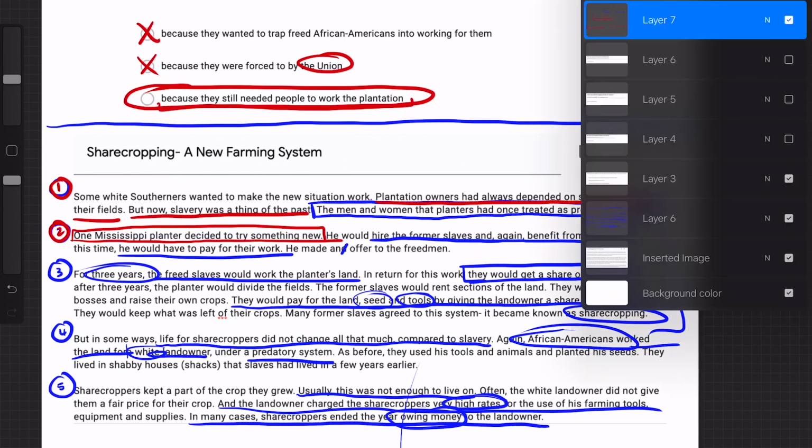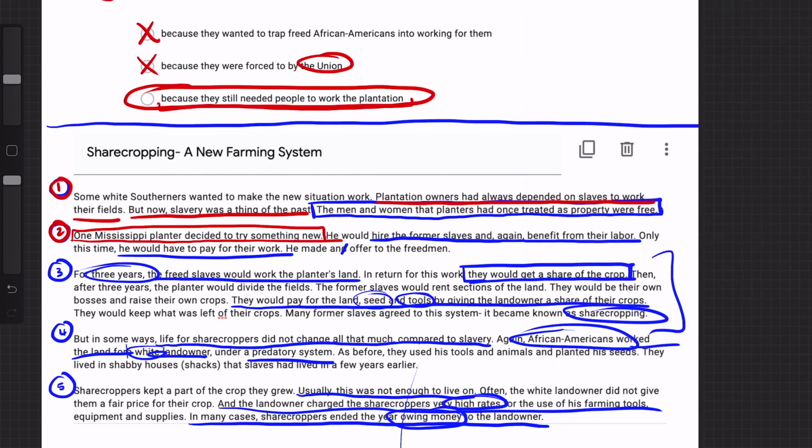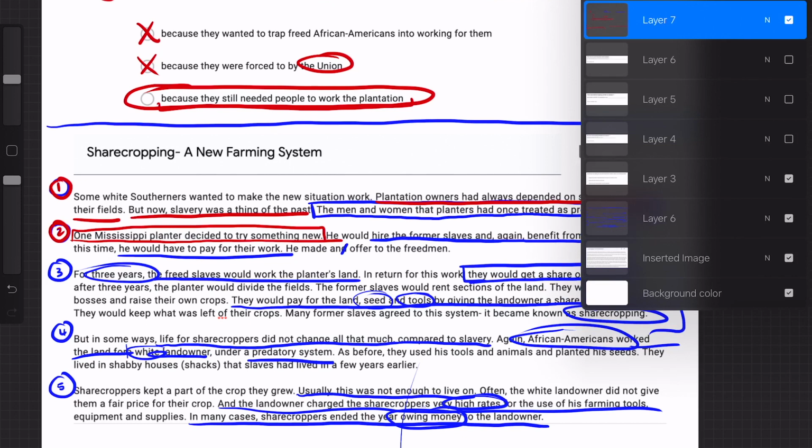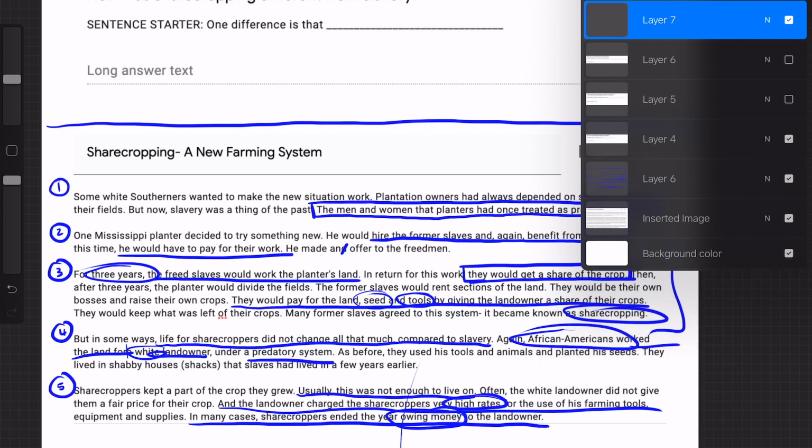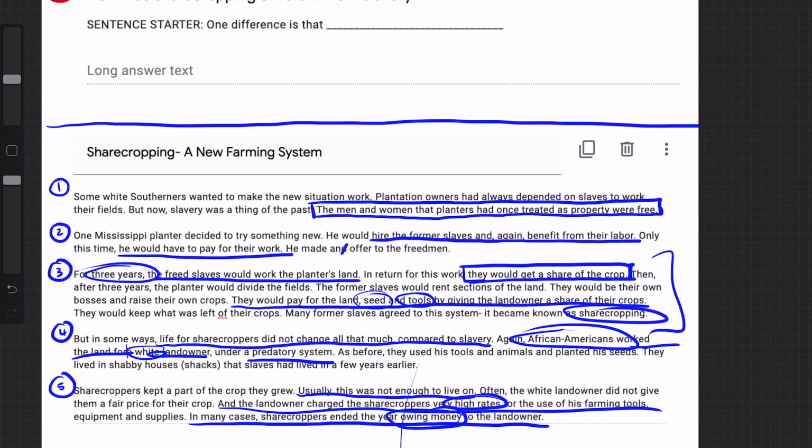Cool. All right. So that was my answer for number 1 after the reading. Let's go ahead and look at number 2. How was sharecropping different from slavery? Well, the first difference that jumps out to me, we can find that probably in paragraph 3. Former slaves, they could rent things. They could be their own bosses and raise their own crops.